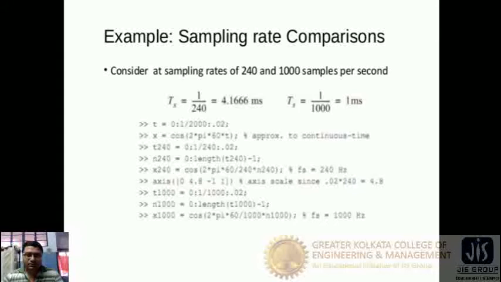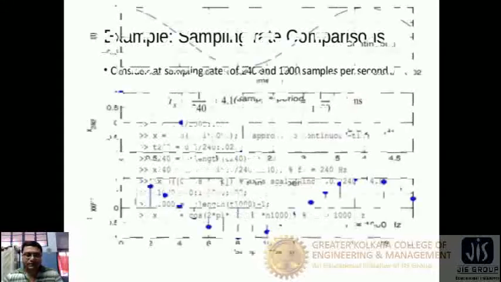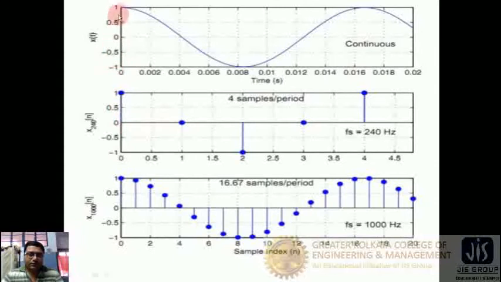Now we will discuss this continuous time signal. Here we can see a continuous cosine function as we have discussed in the previous slide. For the first case we take 240 samples per second, and we can get this type of graph. These are all discrete time signals. And for the second case, for 1000 samples per second, we can get a graph like this. It is also a discrete time signal.